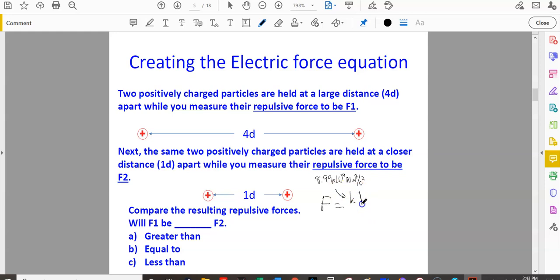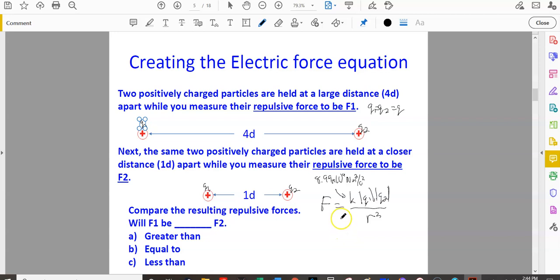And then we have Q1, and I'm going to draw this guy to be Q1. And then I'm going to put Q2, also in an absolute value, and this is Q2. But let's say both of those have the same charge on them. Q1 is equal to Q2, which is equal to Q. So they're both equal in charge, and this is over distance squared.